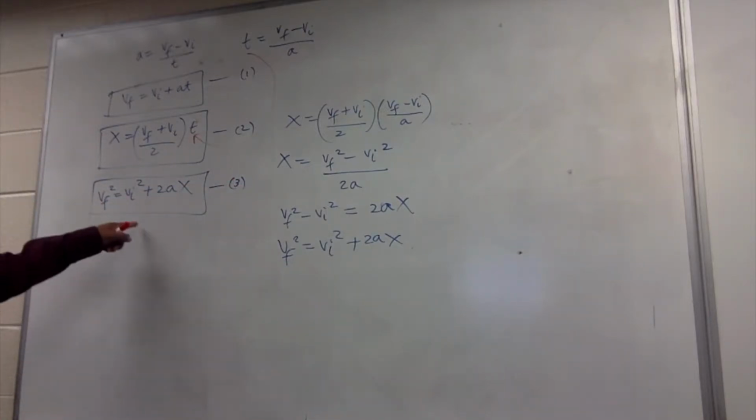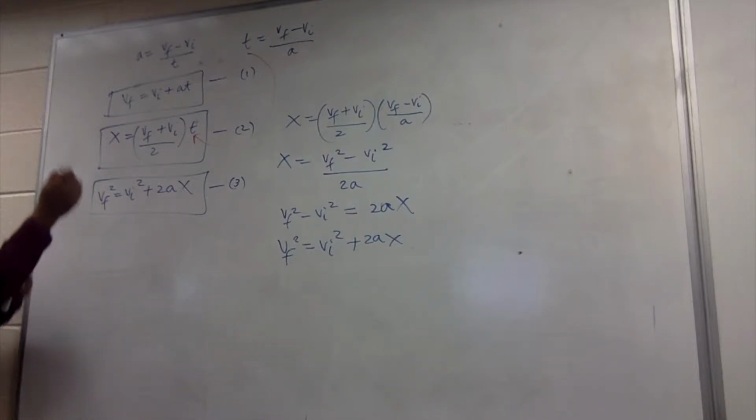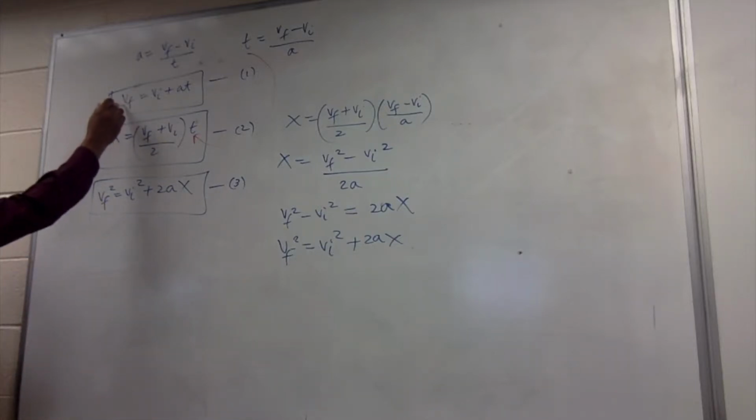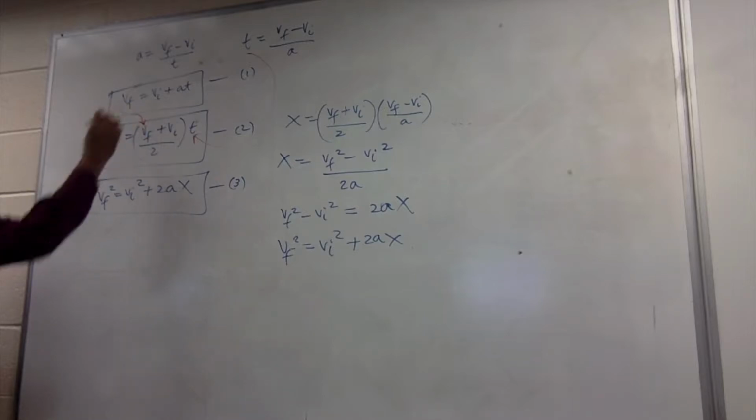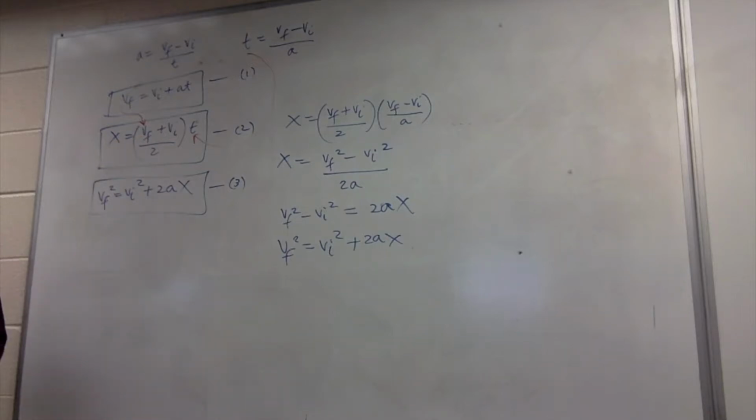Do you understand where this equation came from? Do you understand how we derived this? Simple. Got the time from here, substituted here, and simplified it to get that equation. Now what we're going to do is take this Vf from here and substitute it here. I'm going to take that and plug it in here.